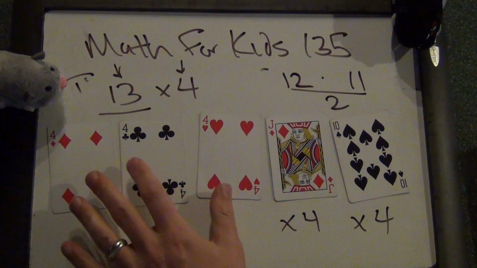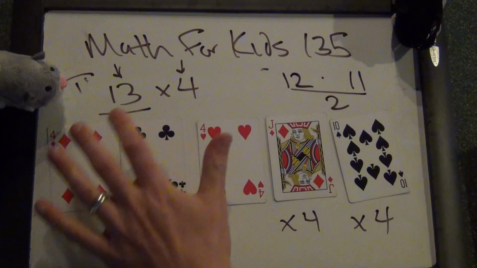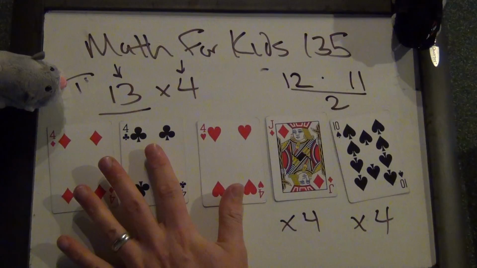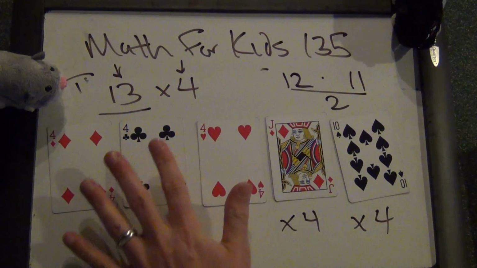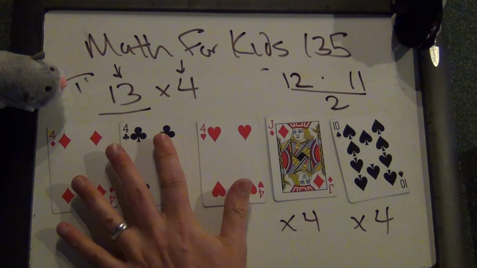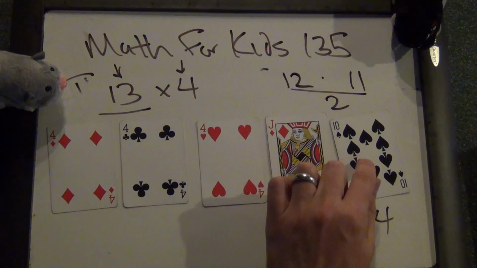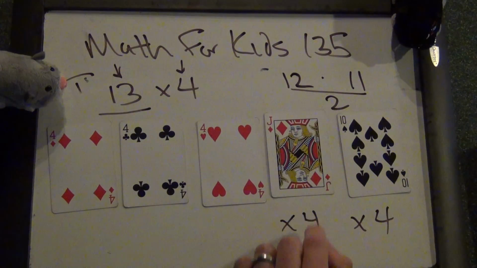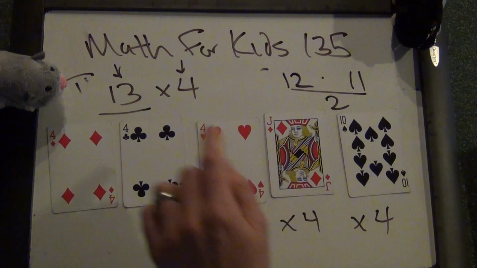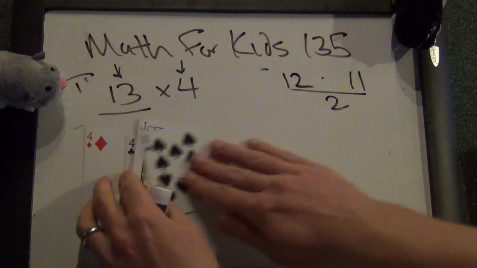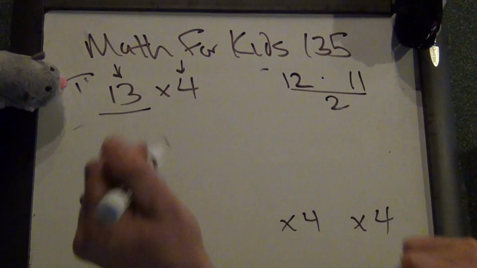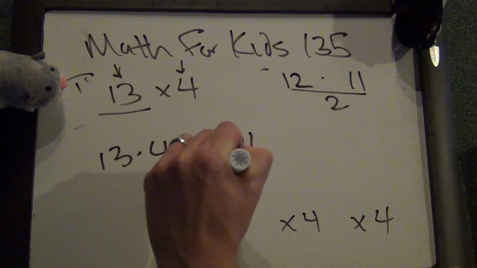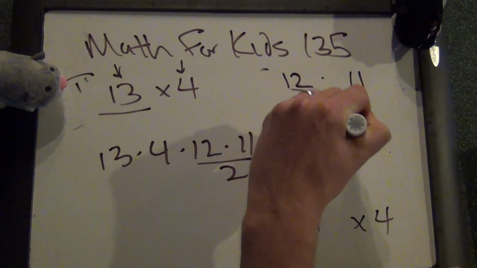So here's what we have to figure out. It's actually not that difficult, right? There's 13 ways to pick the type of card you're going to have. In this case, we picked 4s. Once you pick the type of card you're going to have, there's 4 different ways to pick a set of 3. After that, there's 12 times 11 divided by 2 ways to pick the next 2 cards. And then for each one of those cards you pick, you got 4 choices. Let's write it out. 13 times 4 times 12 times 11 divided by 2 times 4 times 4.